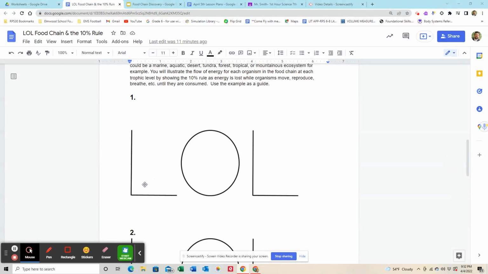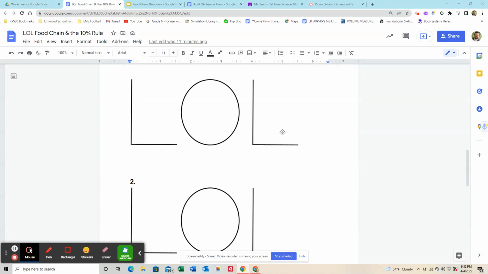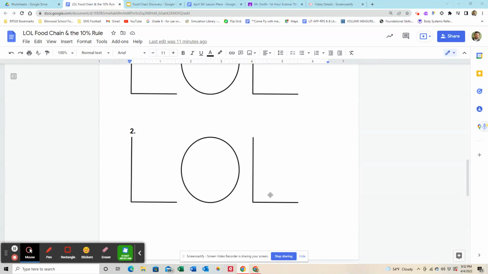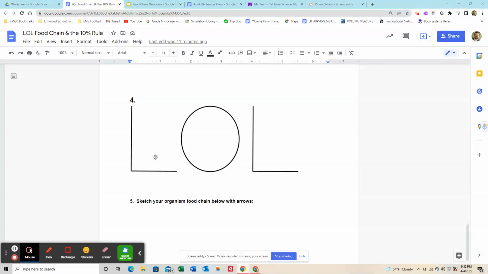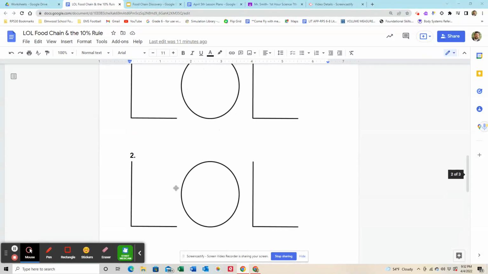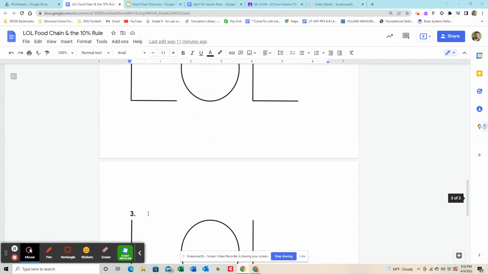So really, I guess you only need 3 here, right? We got producer, right? And then primary consumer, secondary consumer, right? This will be the snake, and then this would be your tertiary consumer. So the 4th would be, you could add a 5th, but actually what I'm going to do is delete this and give you more room to draw. So you'll just have 3 on yours. You'll have 1, 2, and 3.